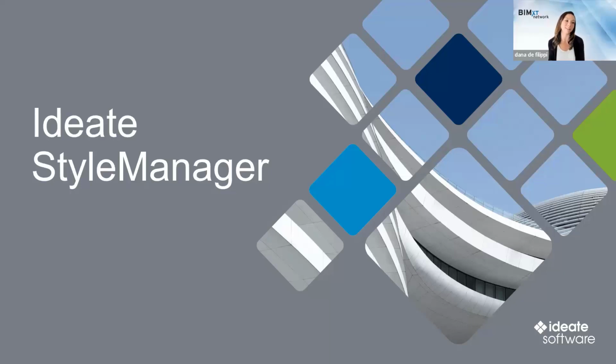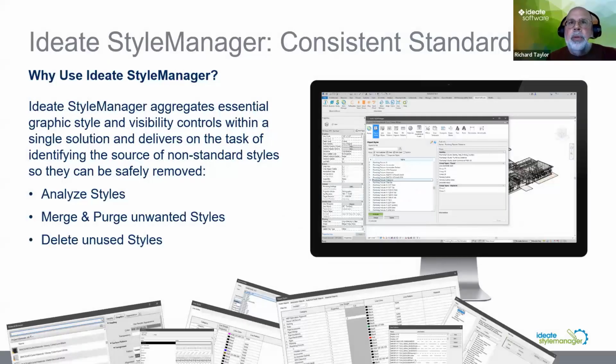Well, and you talked about this at Built with me. Yeah, so we talked about this a little bit already. Ideate StyleManager, again, is our tool that allows you to manage all the different styles, whether they be line styles, object styles, materials, parameters, filters, view filters, all those kinds of things that you can control and see if they're in use. And if there's something that's out of whack, you can then merge those into a consistent standard.